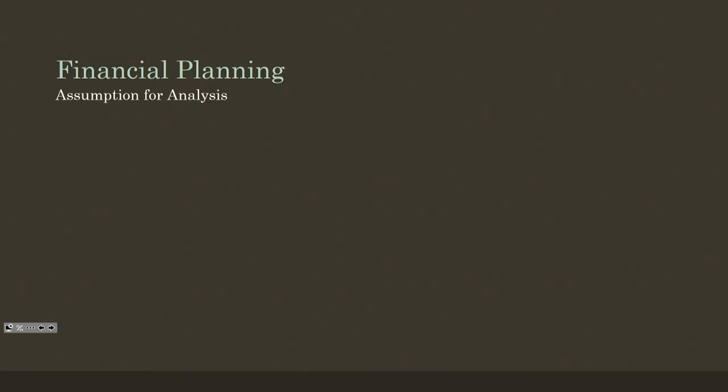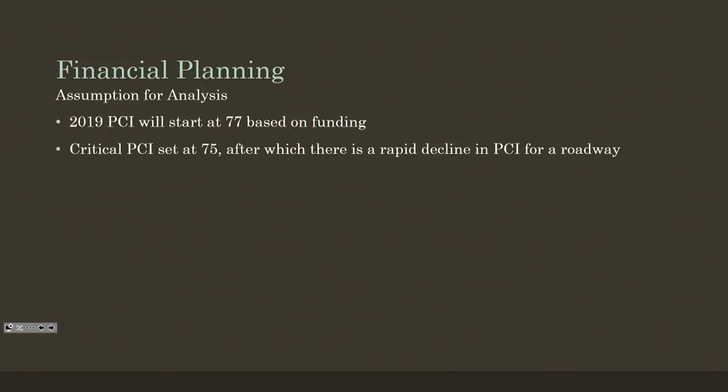Like any good engineer, you got to make some assumptions. So we had to assume that in 2019, we'll start at a 77 for PCI. We set our critical PCI at 75. If you go back to that pavement deterioration S-curve, our critical PCI is the number that when you hit it, that's when you start to have the rapid decline. It's almost like the point of no return. You need to do something quickly or you're going to lose that street in a matter of years.